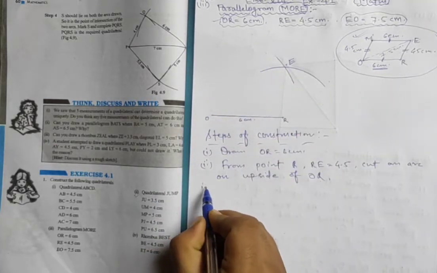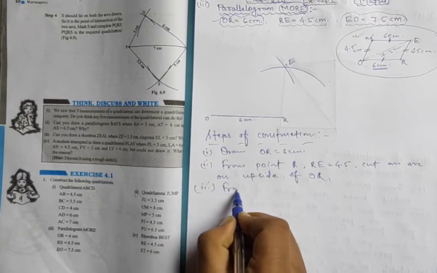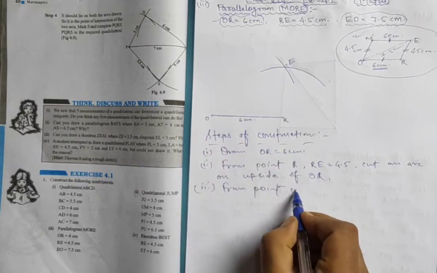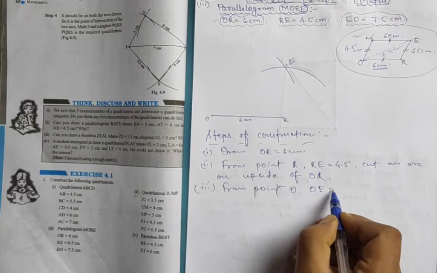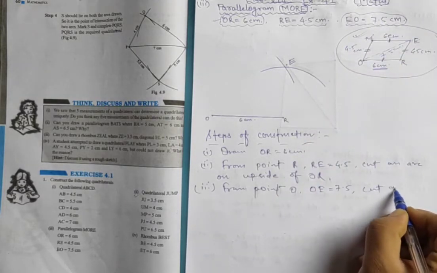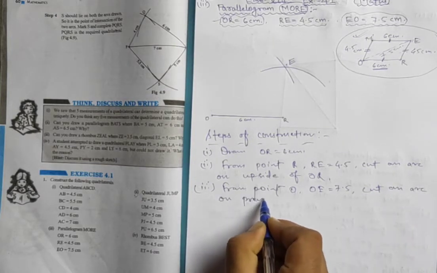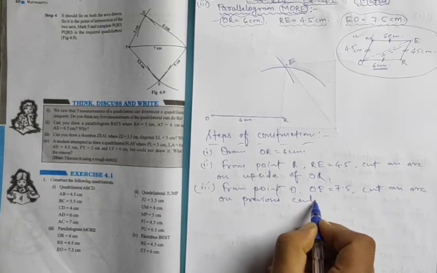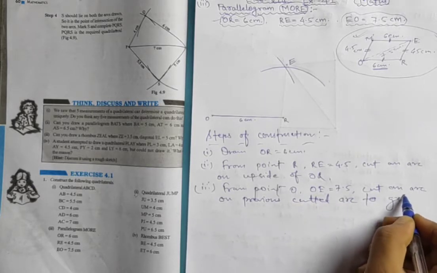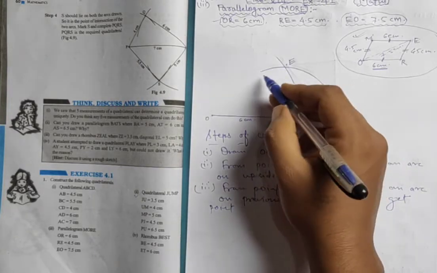Now in the third step, from point, which point is there? O. From point O, OE equal to how much is given there? 7.5 centimeter. Cut an arc on the previously cut arc to get a point. Which point do we get after these two?